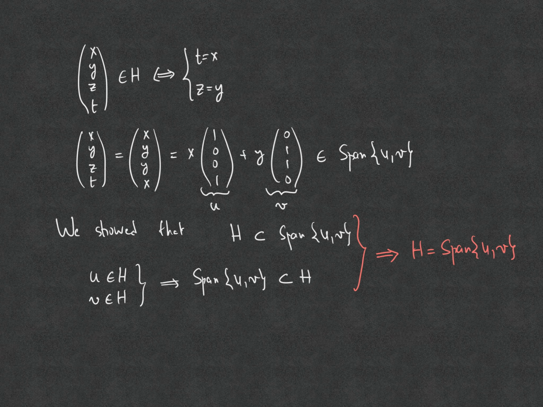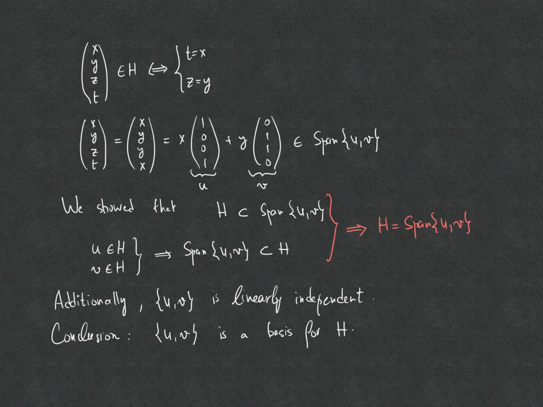Additionally, the set u, v is clearly linearly independent because this is a set of two vectors and none of the vectors is a multiple of the other. In conclusion, the set u, v spans H and the set u, v is linearly independent, which means that the set u, v is a basis for H.